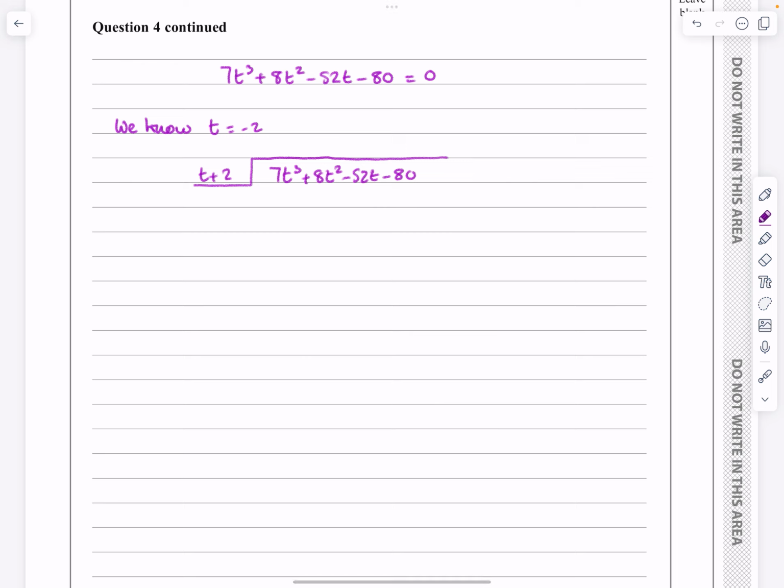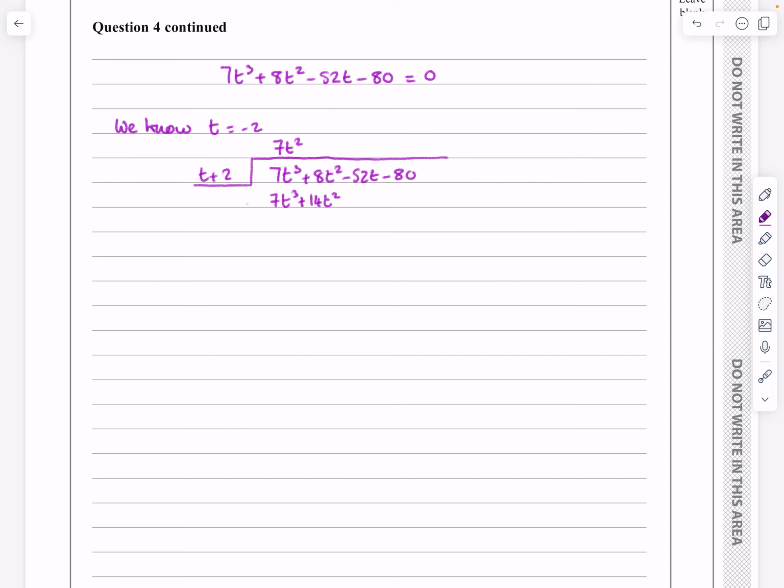And again, it's a bit of a method, but you should be really, really good at these. Let's go through it and just quickly remind ourselves. How many times does t go into 7t cubed? It goes in 7t squared times. If I now multiply 7t squared by all of that, I get 7t cubed plus 14t squared.